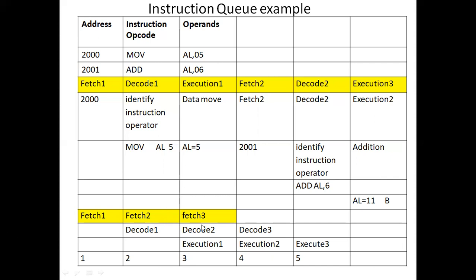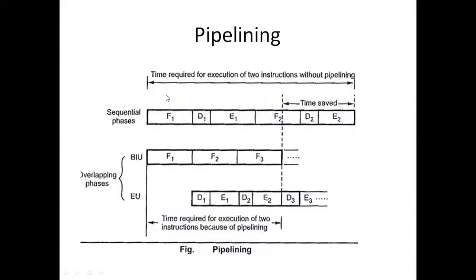In the next step, the second instruction will go into the decoding stage, and the first will completely execute, and at that time the third instruction will be fetched. In this way it will require less time for the execution than the previous pattern, that is, without instruction queuing. So we'll see the standard diagram of instruction pipelining, showing the time required for the execution of two instructions without pipelining.